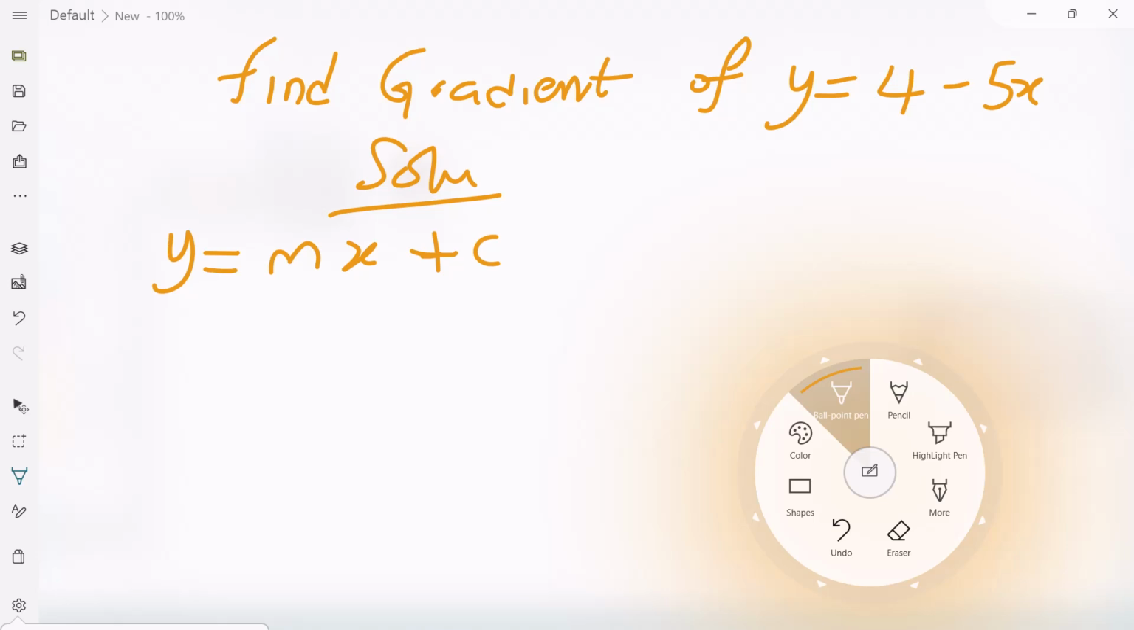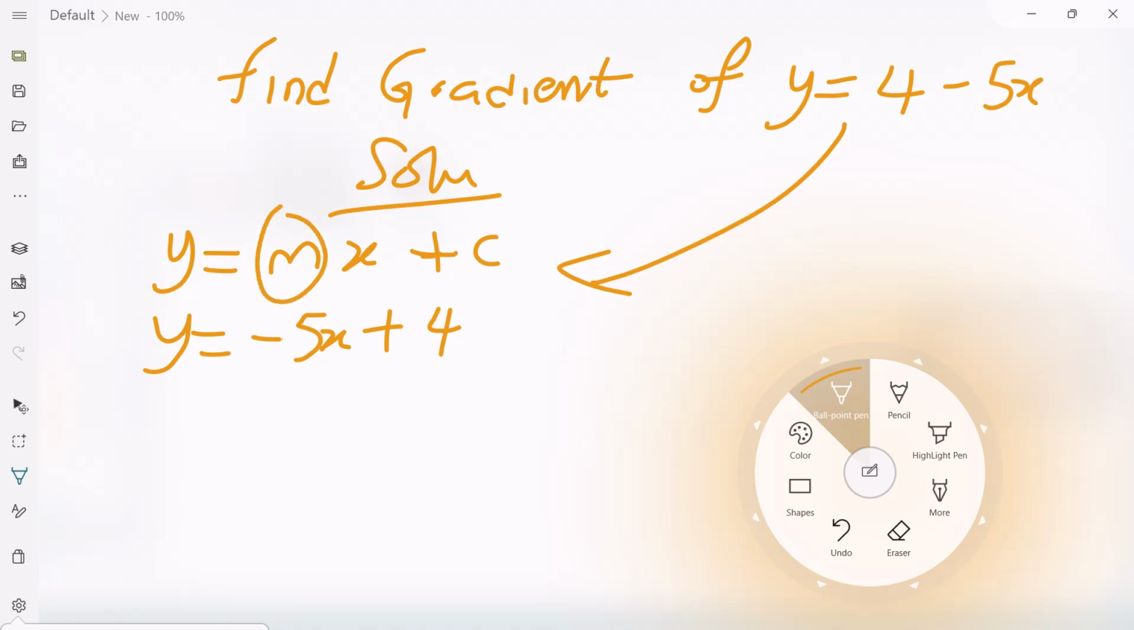So if I'm writing this in this format, I'm going to have y is equal to minus 5x plus 4. Now, if we compare this, you find out that therefore m is equal to minus 5. For this kind of question, it is very easy to get our m. M stands for gradient. So that is the answer.